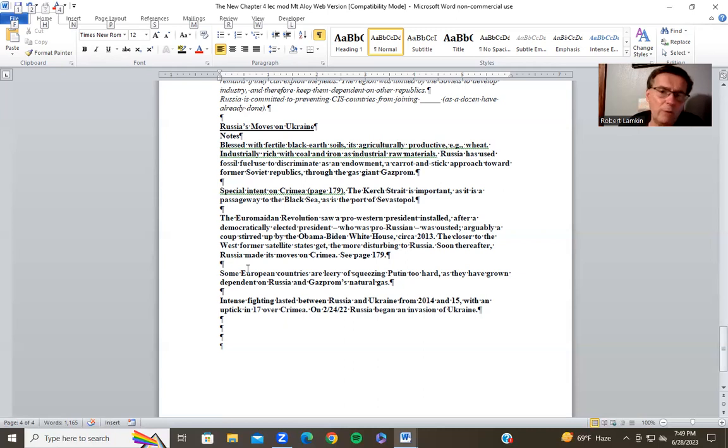Soon thereafter, Russia made its move on Crimea. The closer the former satellite states get to the West, the more disturbing this gets to Russia, again leading to the invasion of Crimea. Some European countries are leery of squeezing Putin too hard as they've grown dependent on Russia's natural gas. I should say too about Gazprom, it's the leading producer of natural gas in the world. As a result, some of our allies in Europe are more dependent than we would like on Putin via Gazprom.